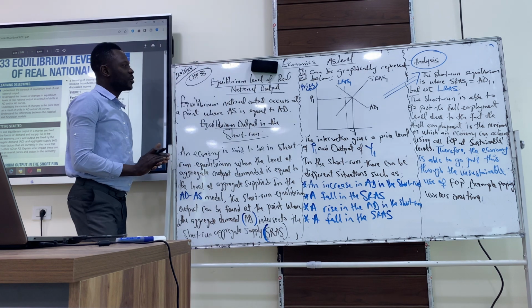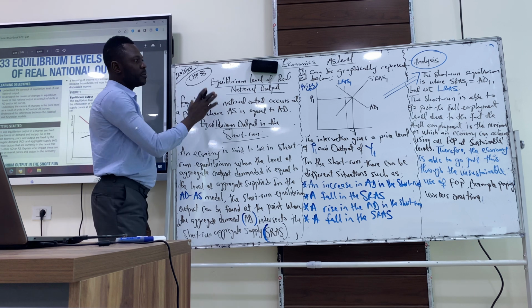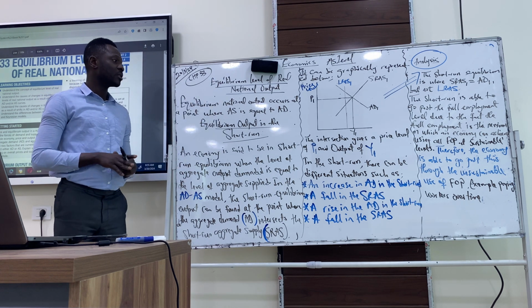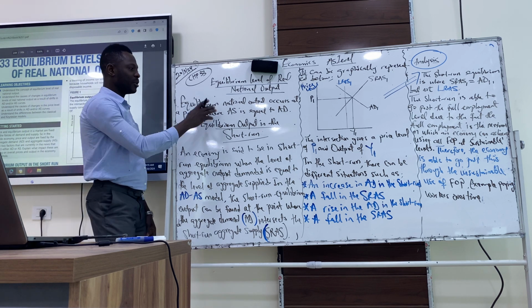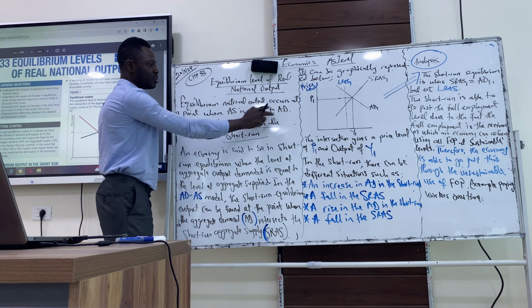Good morning. So we're going to chapter 33 today in economics AS level. The topic is equilibrium level of real national output. When we talk about equilibrium level of real national output, basically we're talking about the point where aggregate supply equals aggregate demand. AS equals AD.